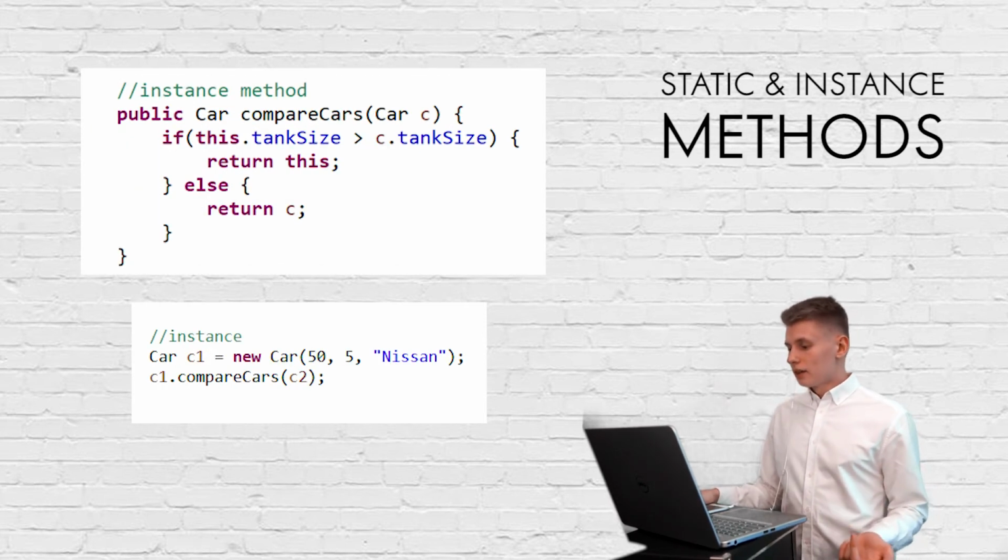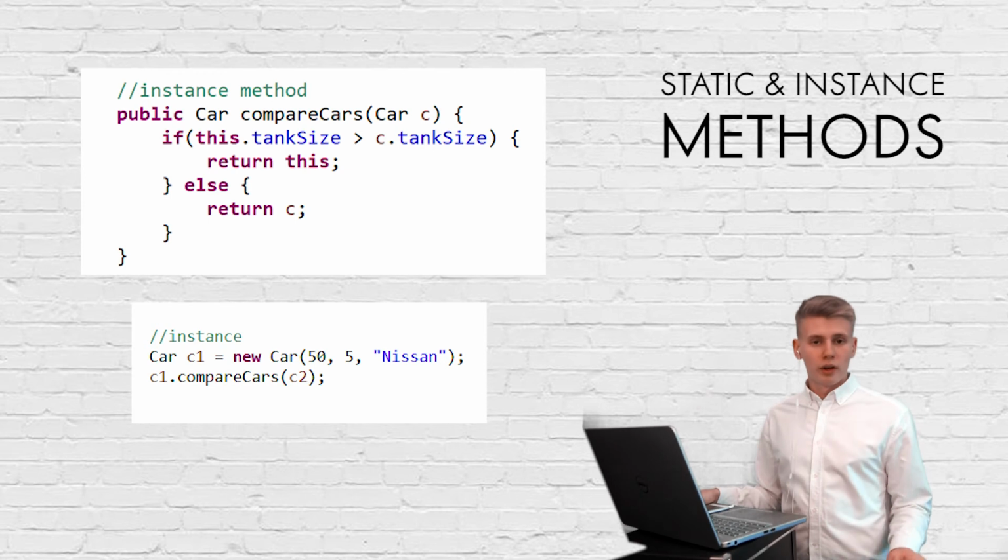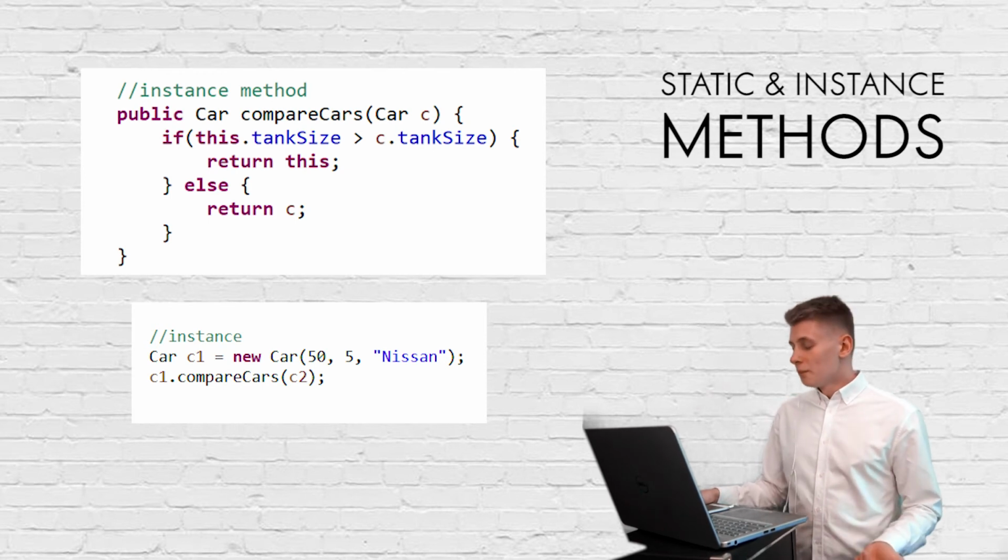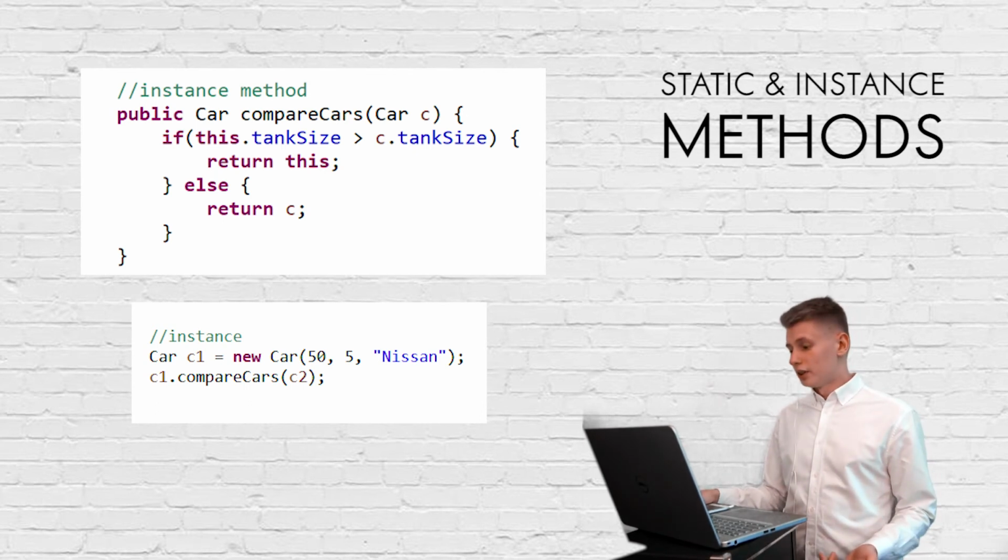However, the second non-static method is using only one input parameter in the brackets. So that means that this method is going to be invoked on the object that we want to compare with the other cars.